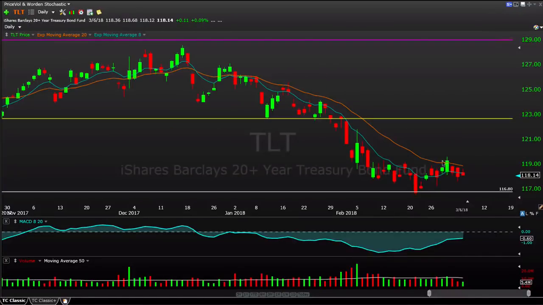Let's take a look at some other major markets here. We'll go to TLT next, which was nicely green for most of today, but we did see that fade into the close here.